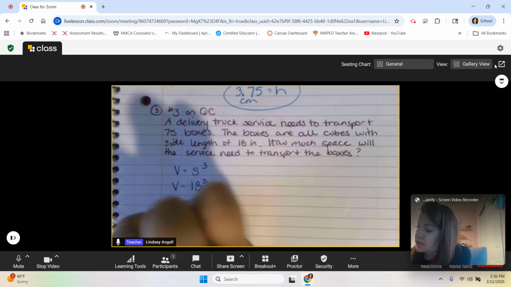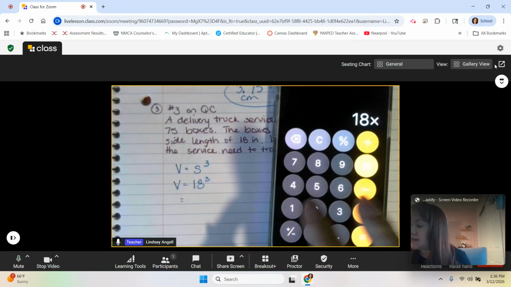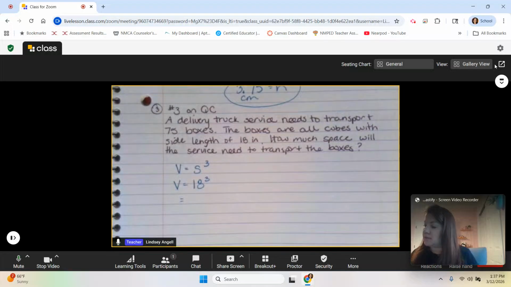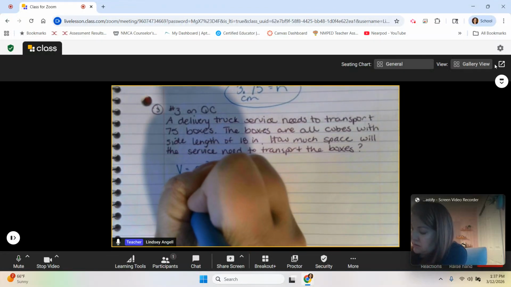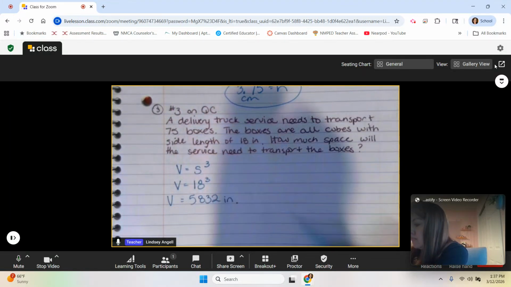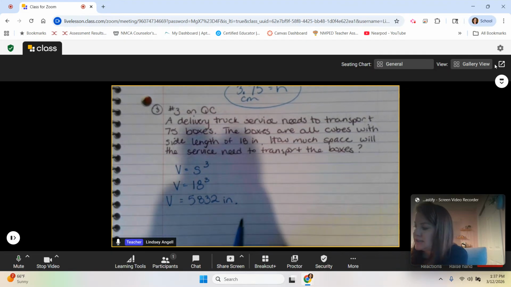Okay. So let's see here. I definitely don't know what that is. 18 times 18 times 18. 5,832 inches. Wow, that's a lot, right? So a side length of 18 inches. Think like 18 inches, that's almost like the length of your laptop maybe, right? So a box where it's a perfect cube, all 18 inches on each side.